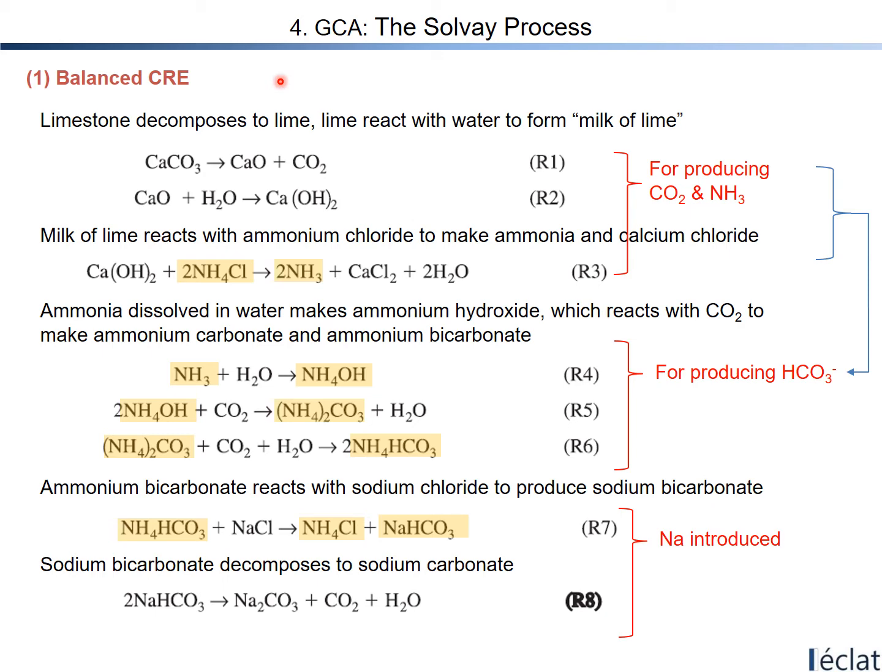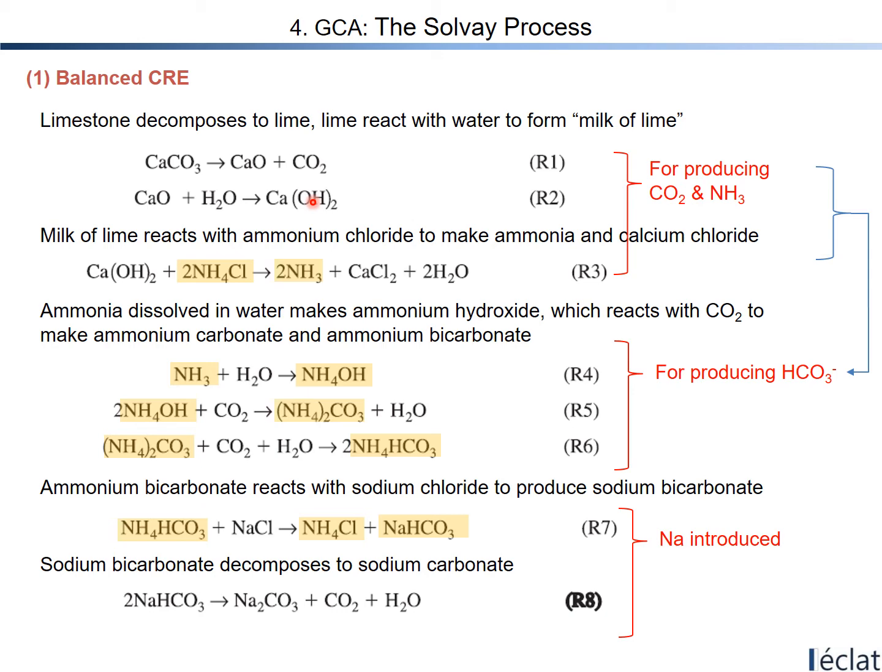In the previous example, I introduced the Leblanc process, which produces sodium carbonate. In this second example, I'm also trying to produce sodium carbonate, the same product, but I want to use a different process. This process is the so-called Solvay process. And also, here are a series of chemical equations for this process.